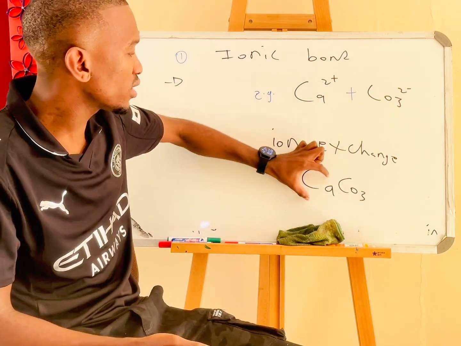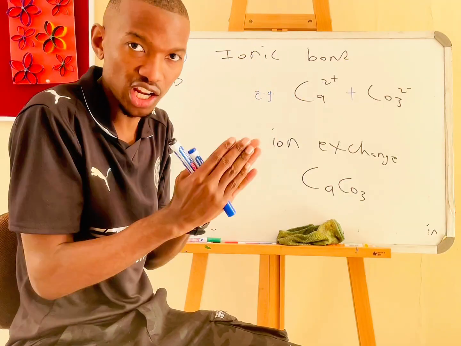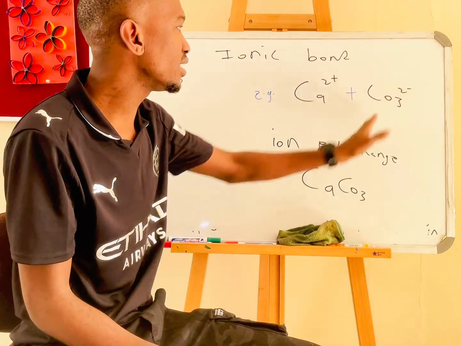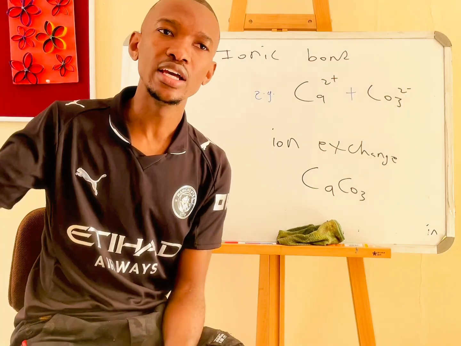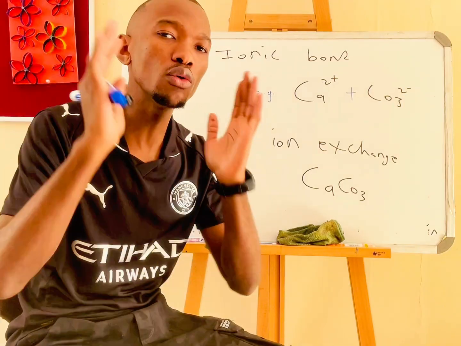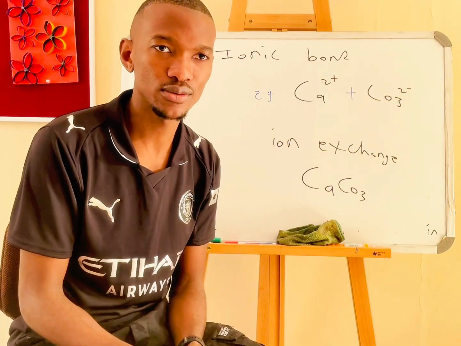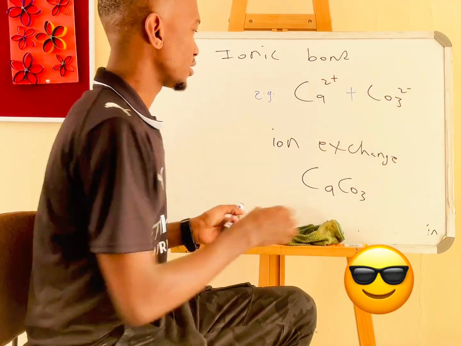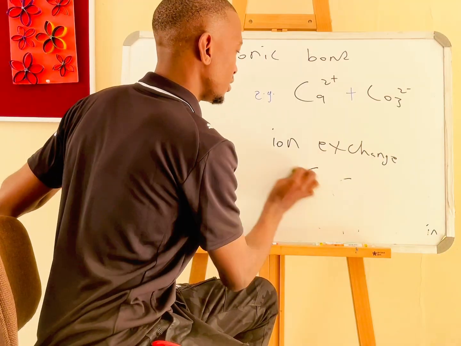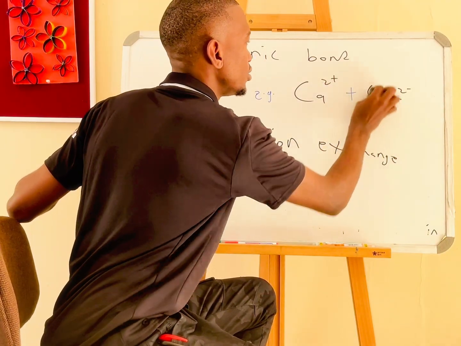It's because this one comes from group 2, and everyone in group 2 carries a 2 plus charge. And then you should know the polyatomic ions like sulfate, phosphate, nitrate, nitrite. Please guys, go and study what polyatomic ions are, okay? Go and study those things. All right.